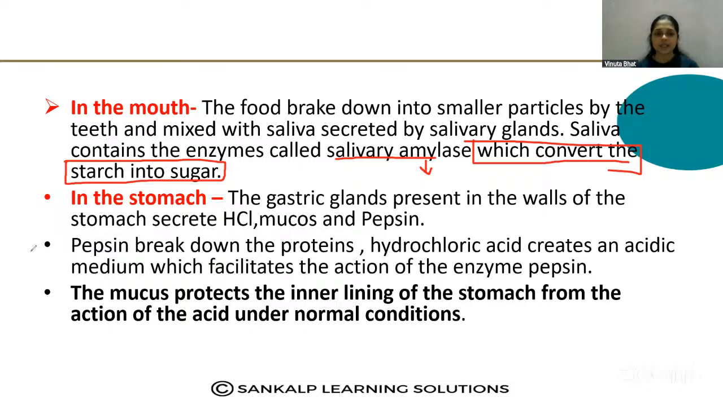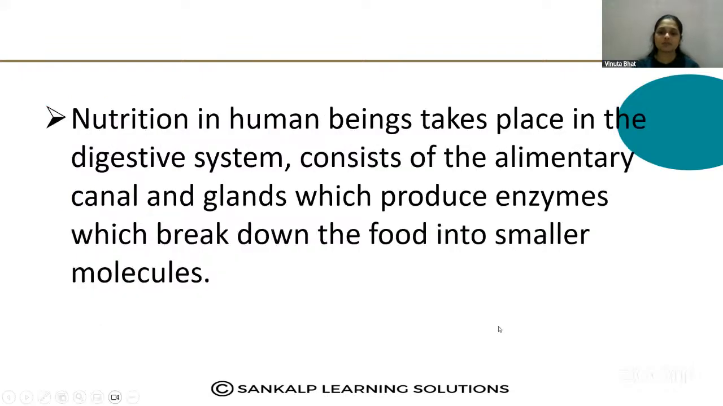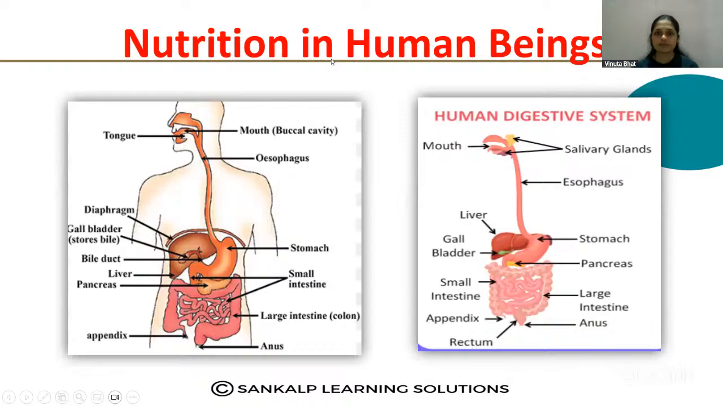Okay, so next, the digestion process in the stomach. In the stomach, the partial digestion of the nutrients takes place. Partial digestion of the food takes place. See, this is the stomach. The walls of the stomach contain some glands that are called gastric glands. Glands means they secrete some chemicals.